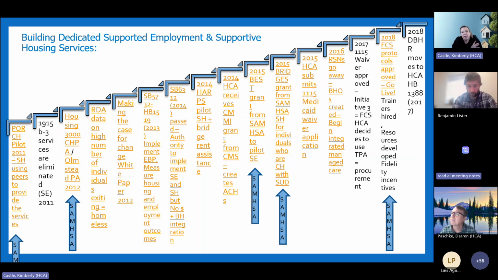And we had a couple other pilot programs such as Bridges and HARPs, and we still have HARPs to this day. It's actually expanded since it started as a pilot. And then if you look a little bit further, in 2013, we had our first supported employment pilot project, which was called the BEST grant. And I can't remember the acronym.